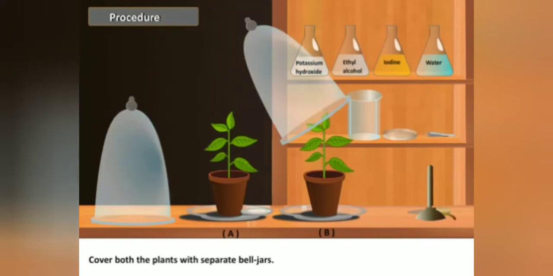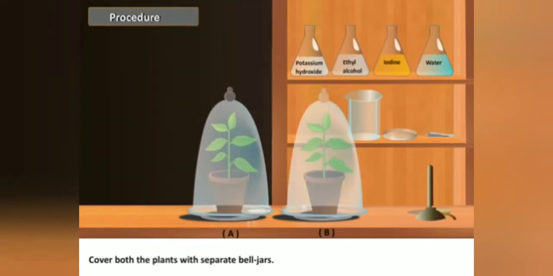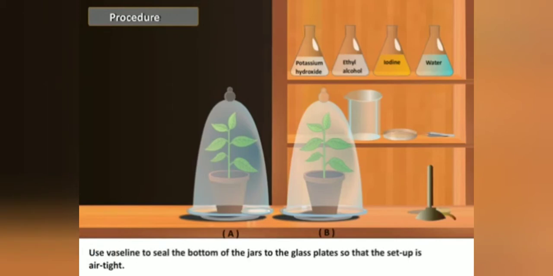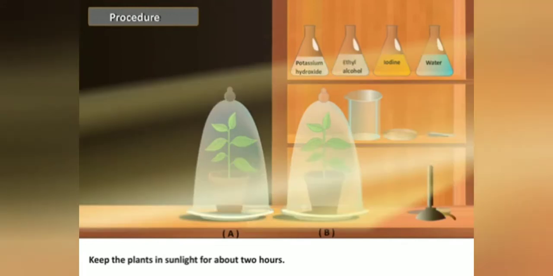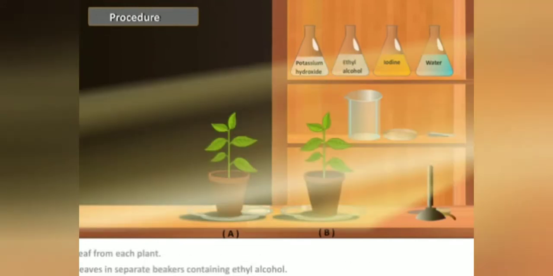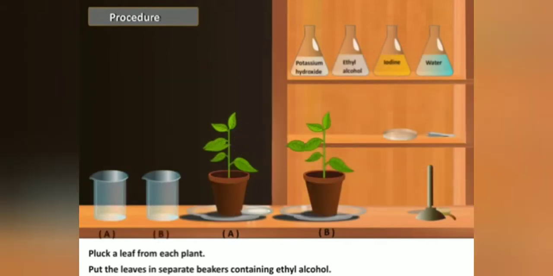Cover both the plants with separate bell jars. Use Vaseline to seal the bottom of the jars to the glass plates so that the setup is airtight. Keep the plants in sunlight for about 2 hours. Pluck a leaf from each plant. Put the leaves in separate beakers containing ethyl alcohol.